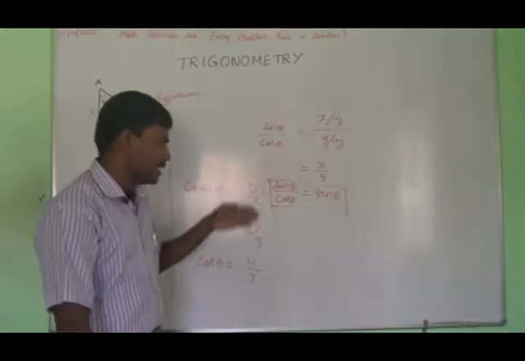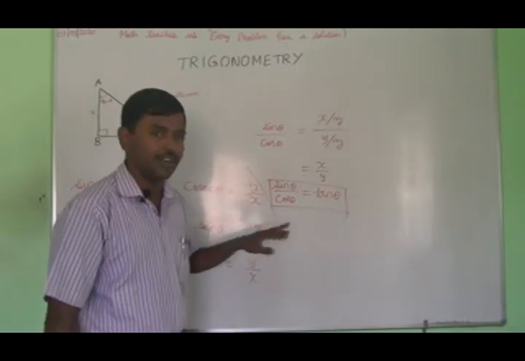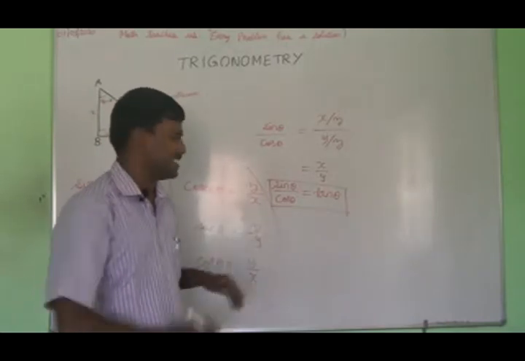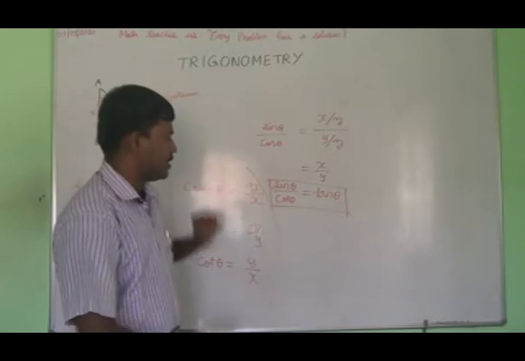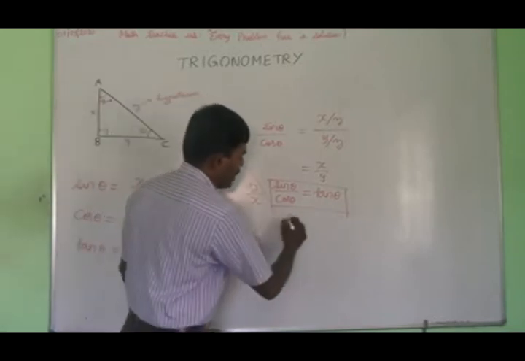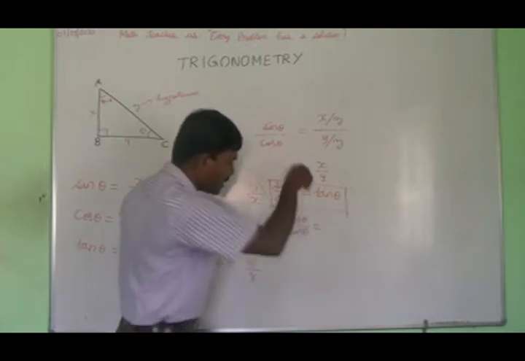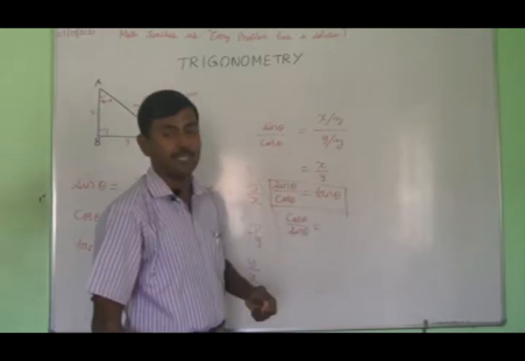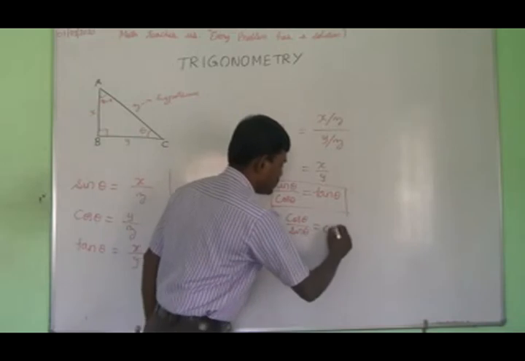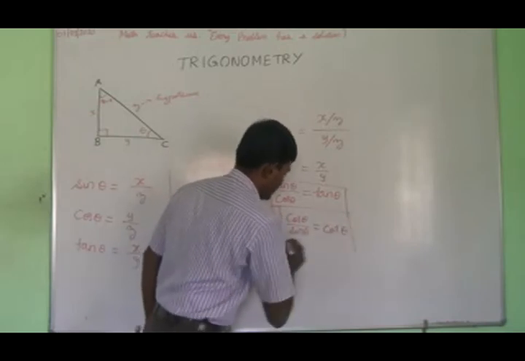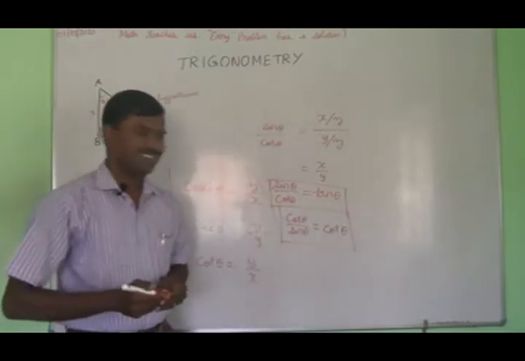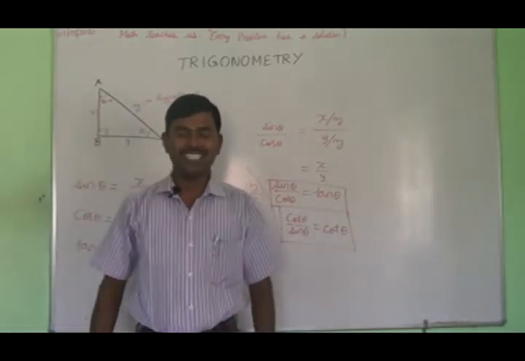See, now another result from this, by taking reciprocals on both sides. Sine theta by cos theta, when we find the reciprocal, is cos theta by sine theta, and we already knew that tan theta's reciprocal is cot theta. So this is your next result: cos theta by sine theta is equal to cot theta.